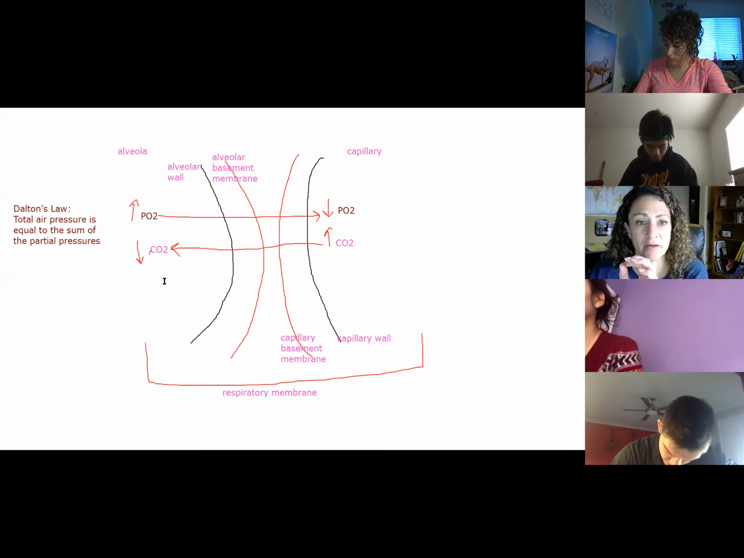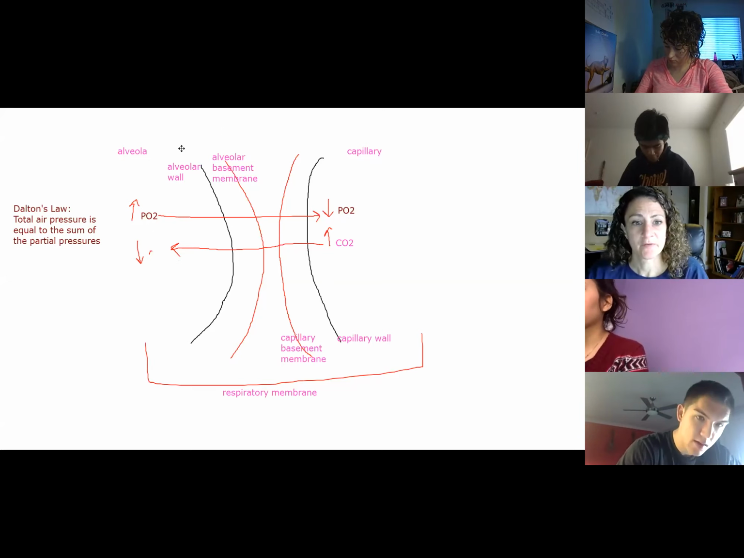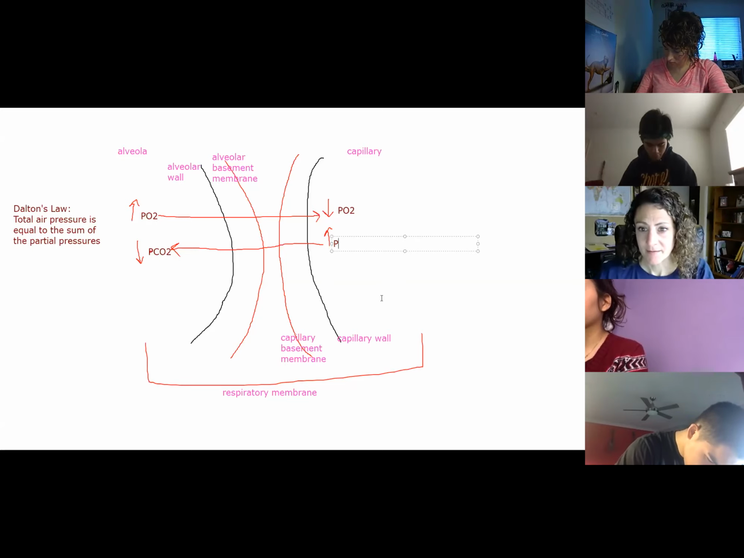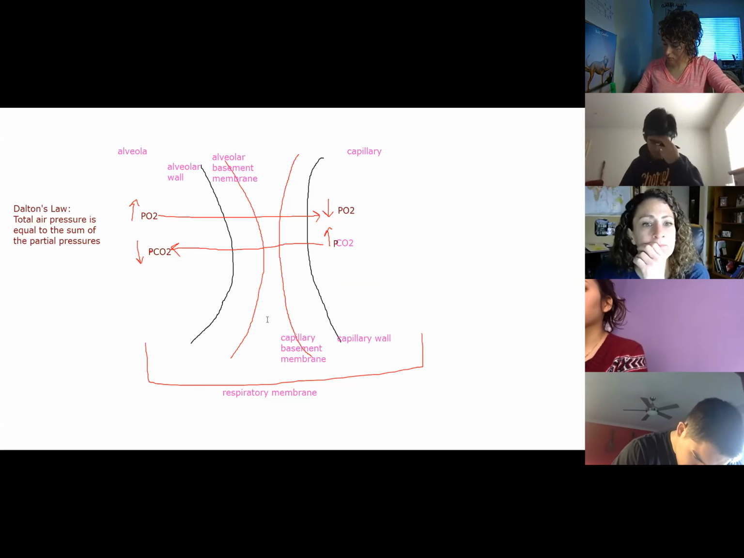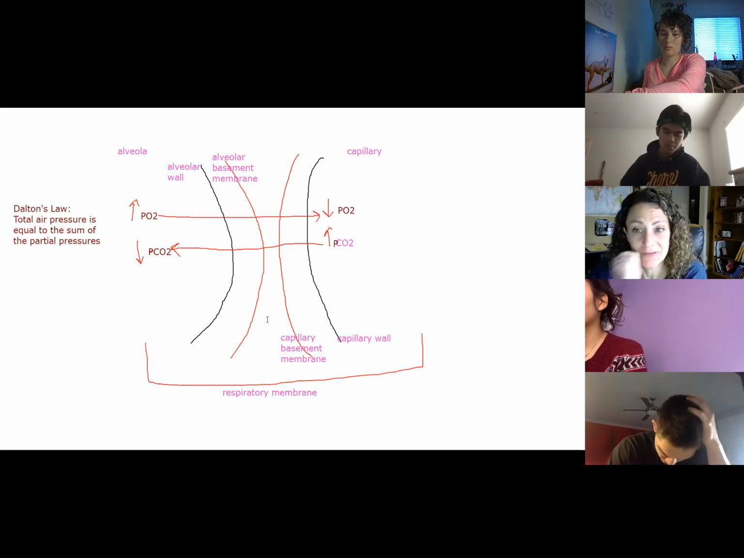All I'm doing is adding that piece of terminology of partial pressure and showing you how I'll write it. So for CO2, I would say there's a low pCO2 in the lungs and a high pCO2 in the capillaries. So that gas is going to move from high to low partial pressure. Okay, you guys okay with that terminology? High PO2 means there's a lot of oxygen. A low PO2 means there's a little bit of oxygen.